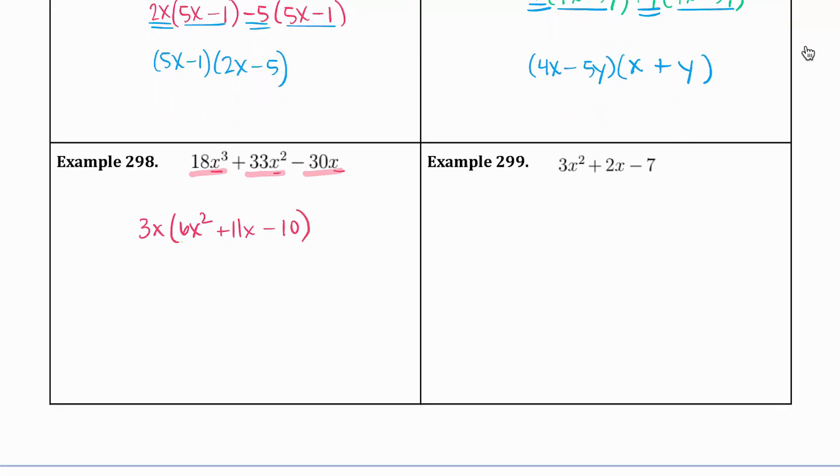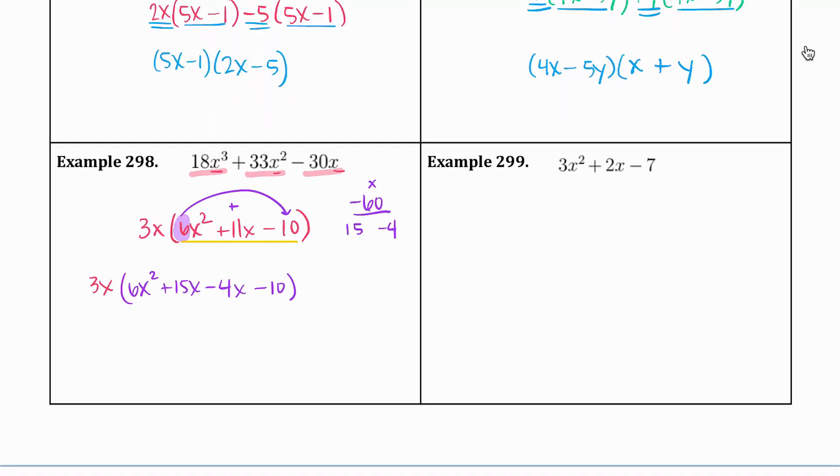Okay, so now look what we have inside our parentheses there. Now this looks like the problems that we have been doing. So we're going to continue the same way. We're just going to leave that 3x hanging out in front. I'm going to multiply this 6 by the negative 10. We get negative 60. Two numbers that multiply to give me negative 60, add to give me 11. We know we need one positive, one negative. Well, if we think through our factors, we're going to end up with a positive 15 and a negative 4. So we can rewrite this. I'm just going to leave this 3x tagging along out in front. And I'm going to rewrite this as 6x squared plus 15x minus 4x minus 10.